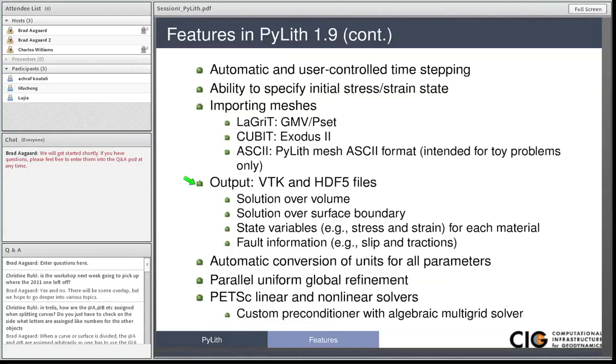And we can output the solution over a volume, solution over a boundary surface, solution at arbitrary points, output the state variables such as stress and strain for each material, and the fault information such as slip and tractions.